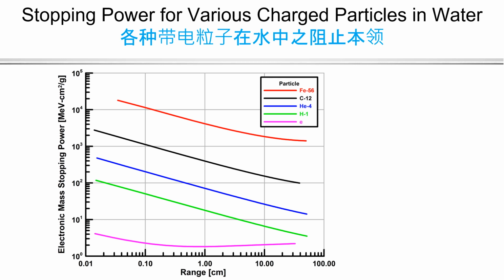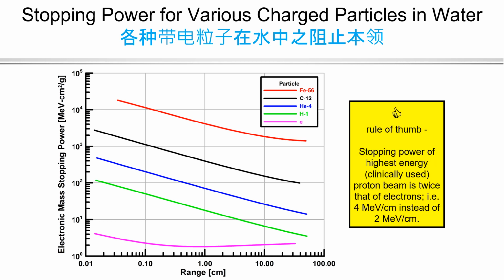This figure plots the electronic mass stopping power of various charged particles as a function of the remaining range of the particle. Notice that the stopping power increases with decreasing range for all particles except for the lightweight electron. Physicists and physicians working in radiotherapy should remember that electrons lose energy at a rate of about 2 MeV per centimeter. A rule of thumb can be formulated by knowing that the stopping power for the highest energy proton beam used clinically, that is 250 MeV, where the range equals 38 centimeters of water, is double that of the electron, in other words, 4 MeV per centimeter.